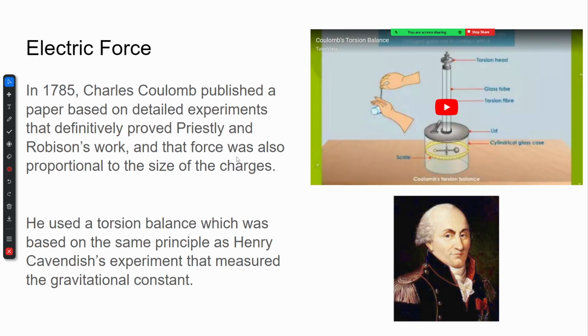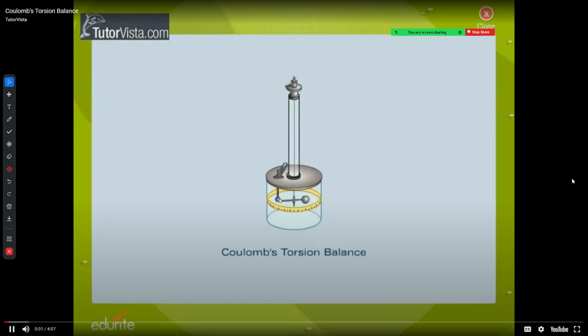So then Charles Coulomb, who the law is actually named after, publishes a paper based on detailed experiments that definitively proved Priestley and Robison's work, and that the force was also proportional to the size of the charges, and we'll talk about that. He used what's called the torsion balance, which is based on the same principle as Cavendish's experiment that was able to measure the gravitational constant. So I'll show you what this looks like.